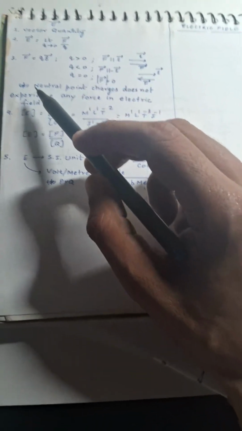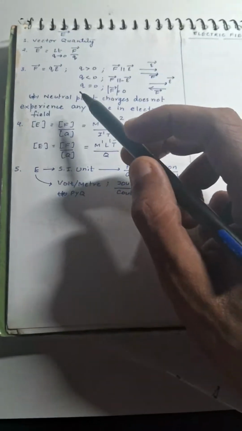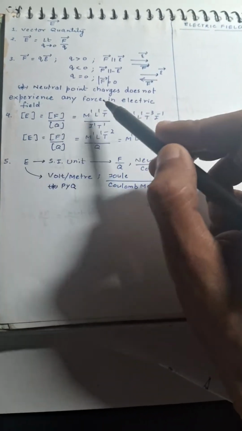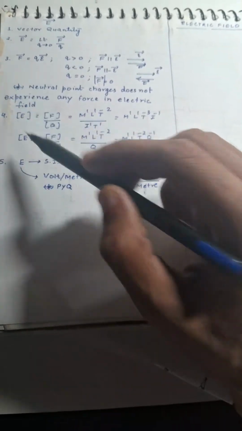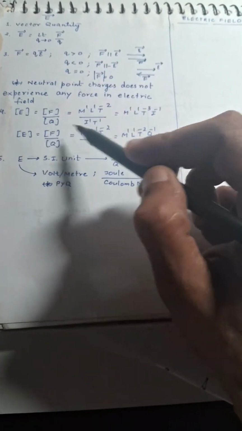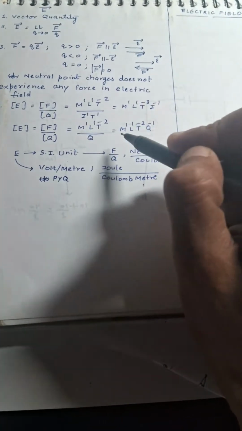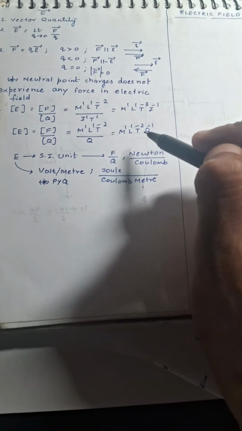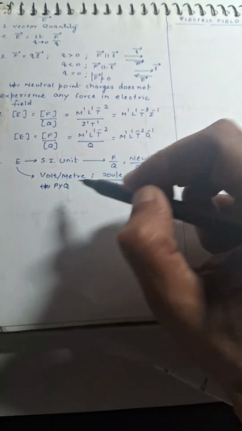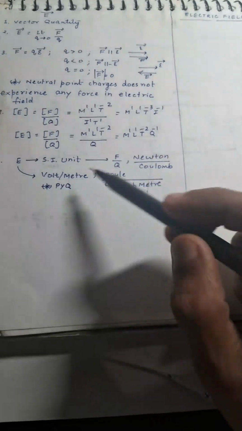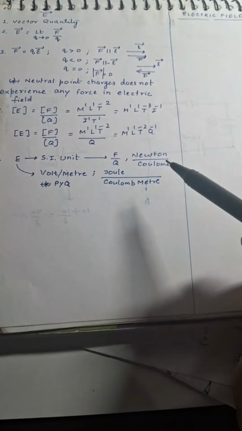Next is the neutral point. From this discussion, we can analyze that the neutral point charge does not experience any force in an electric field. Then we have certain questions based on the dimensions of electric field, which is force by charge. After calculations, we have M^1 L^1 T^-2 Q^-1, and as far as the unit of electric field is concerned, it is force by q, which is newton per coulomb or volt per meter or joule per coulomb meter. So this analysis we can make.